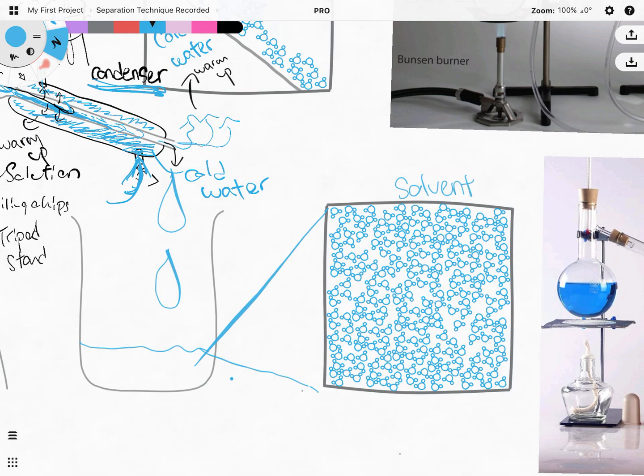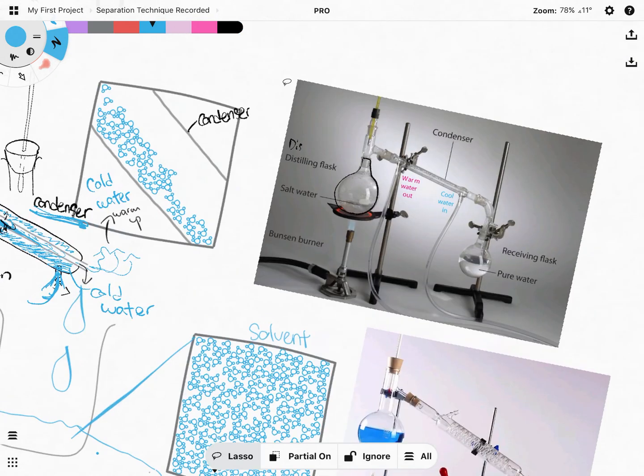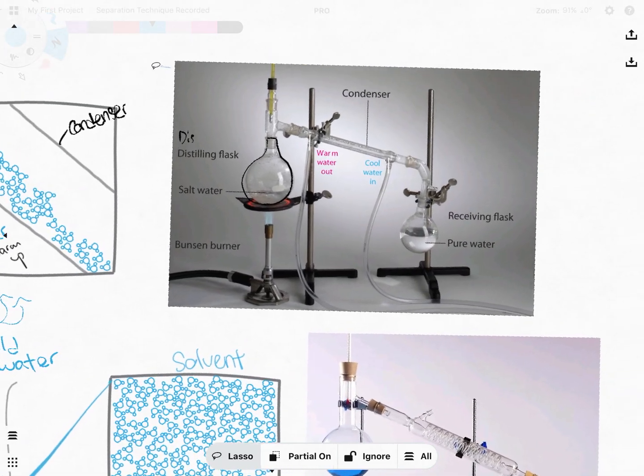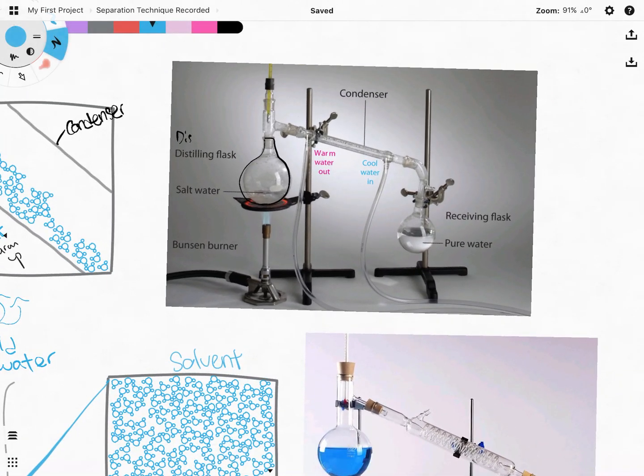I've shown you a lot of the diagram in 2D. Let's look at the apparatus in 3D. Here you see the distillation flask, or here they say distilling flask. Here you see the condenser.